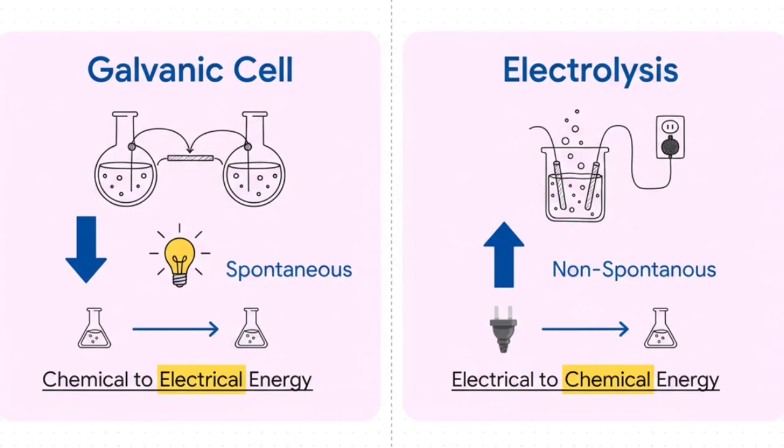And this slide lays out the difference perfectly. A galvanic cell, that's spontaneous. It takes chemical energy and turns it into electrical energy. Electrolysis is the total opposite. It's non-spontaneous, and you're using electrical energy to make a chemical reaction happen.